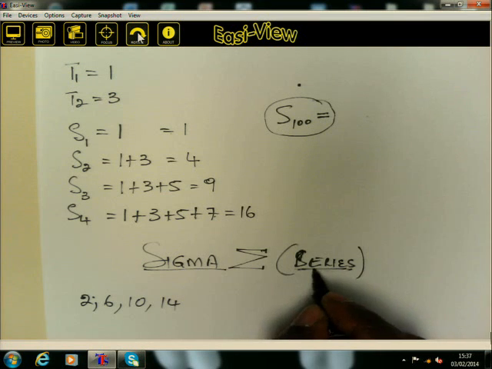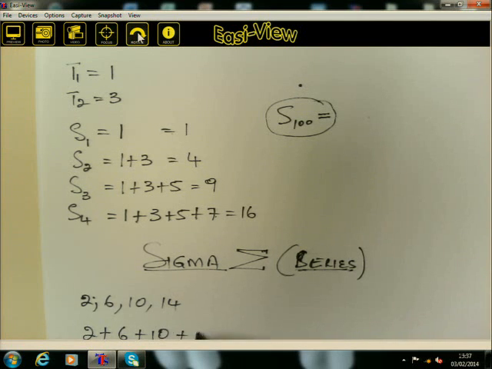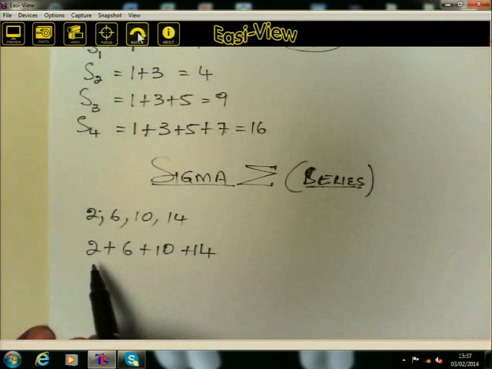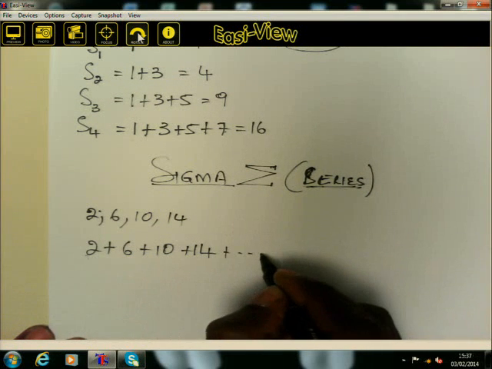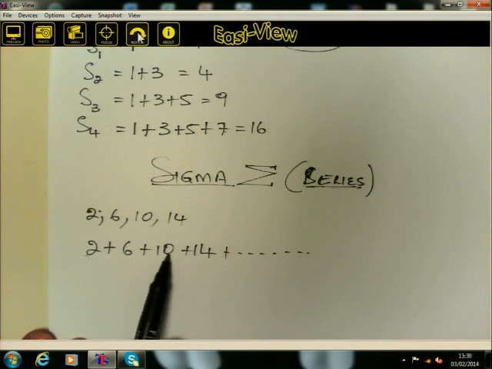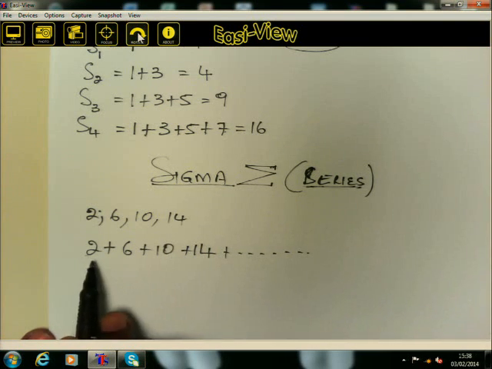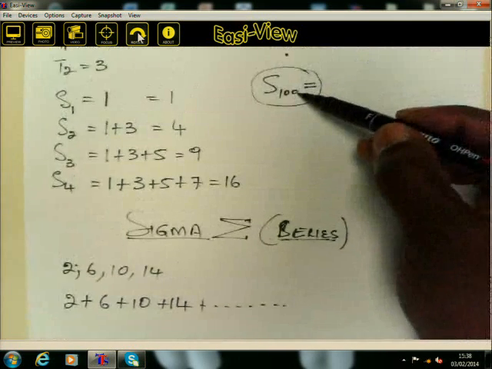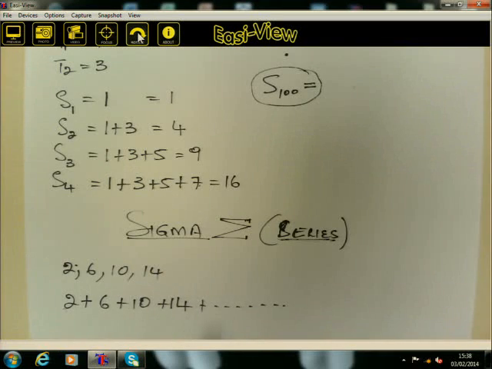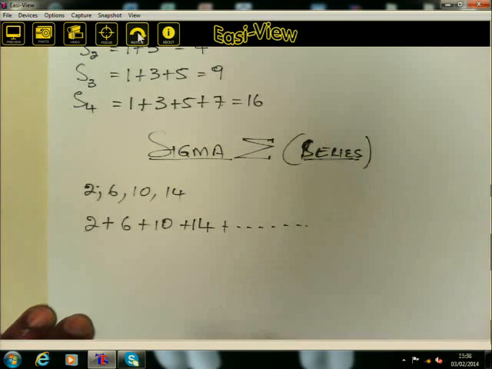But now to make it a series, it is going to be 2 plus 6 plus 10 plus 14. This is going to be a series. We can add these first 4 terms, but it continues. The first 4 will be easier for us. You can take your calculator and add that one, and then you know the sum. But if we want the sum of 100 terms of this one, what must we do? We must get an easier and shorter way of doing it.